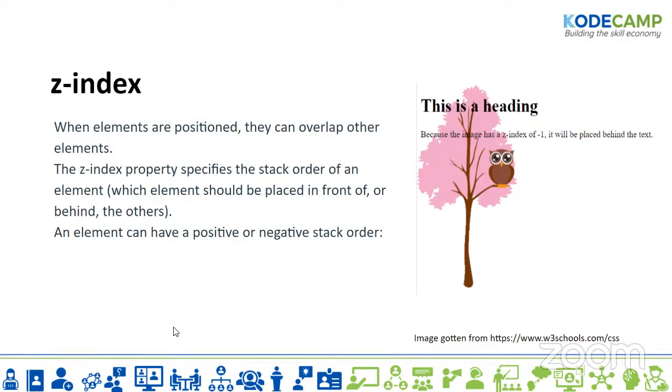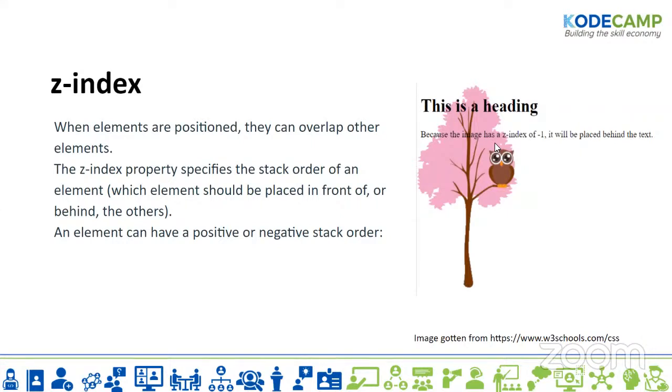So it's possible for something to overlap the other one. If you check my image now, this tree was probably positioned absolute, and then it was covering this heading and this paragraph. So to make the heading and the paragraph stand out, the image was given a Z index of -1. That kind of pushed it backward.